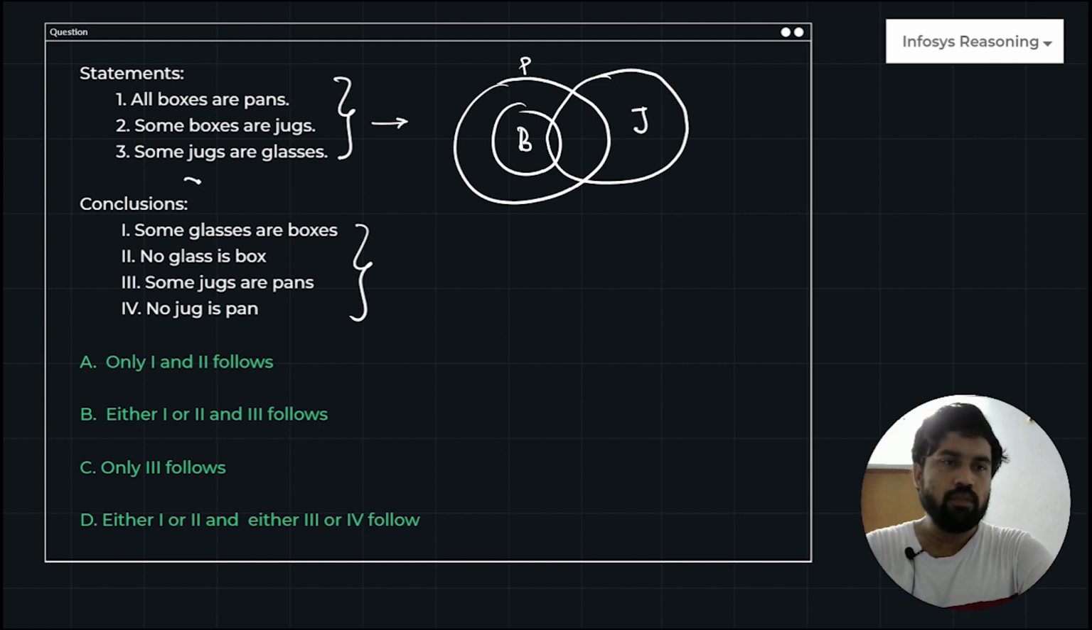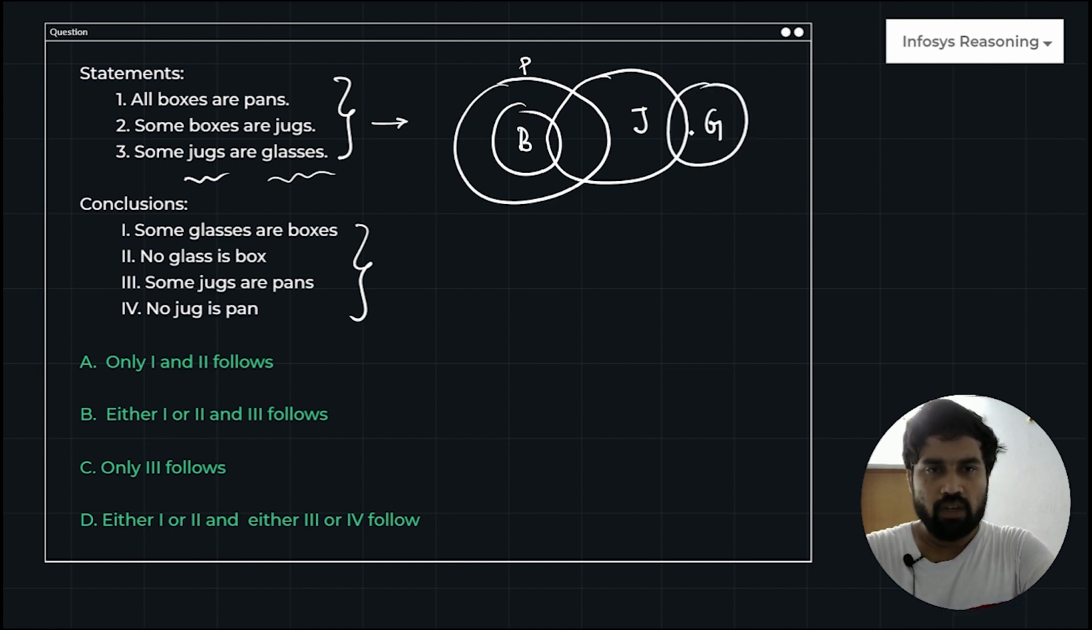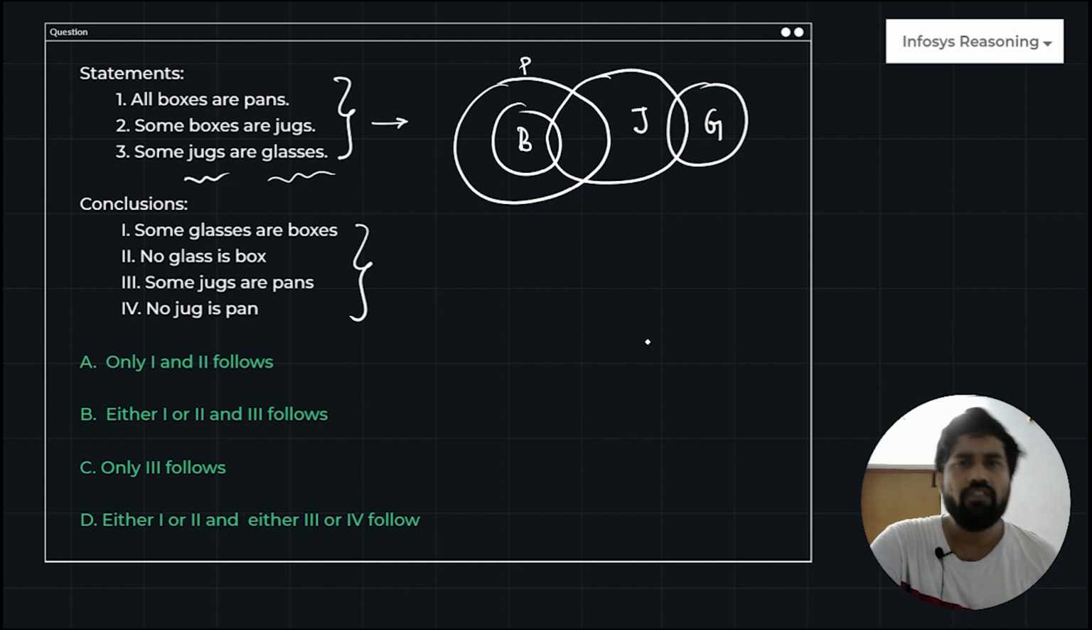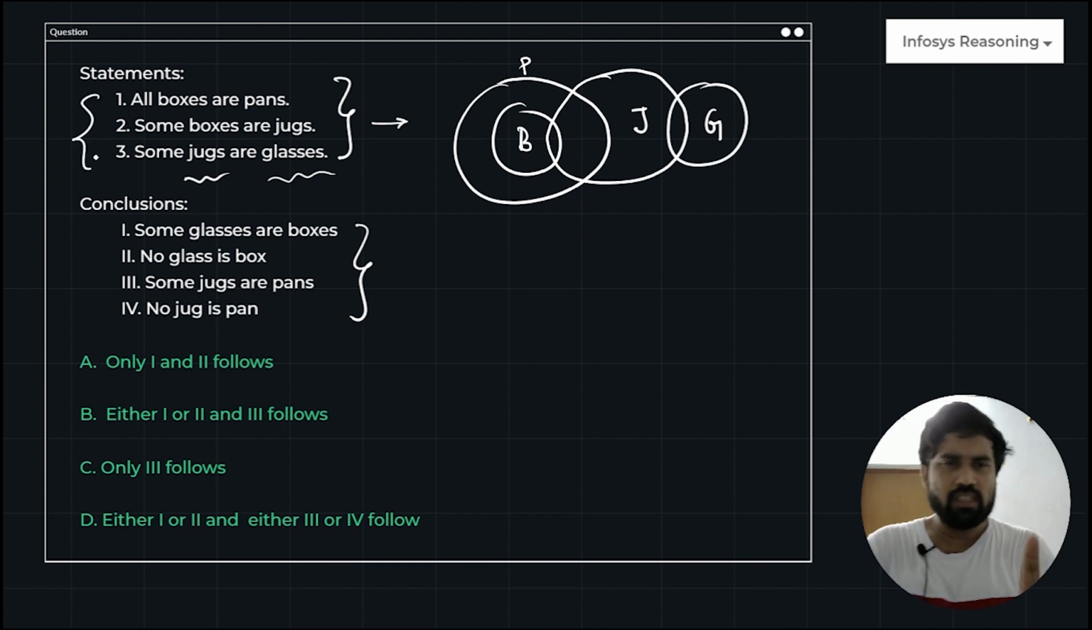Next, some juice are glasses. So some JRG, which is nothing but juice or glasses. So I have not intersected P, B with G. Why? Because they have not given. Why should I intersect others without having any information, right? So this is the diagram you have to take care of.